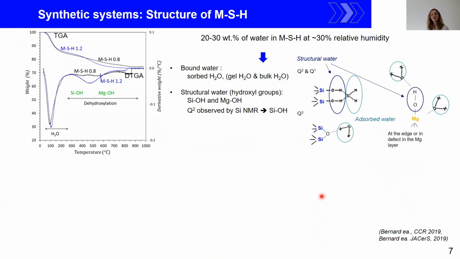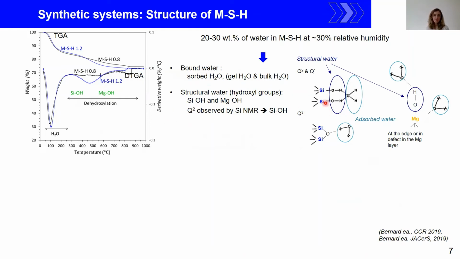Now, if we look at the content of water, there is some thermogravimetric analysis. We can see that there are two types of water: the bound water lost below 200 degrees, and the hydroxyl group. So the bound water would be adsorbed, and then we have the hydroxyl group on the particles and in the structure. And this water loss from the hydroxyl group is quite high compared to CSH.